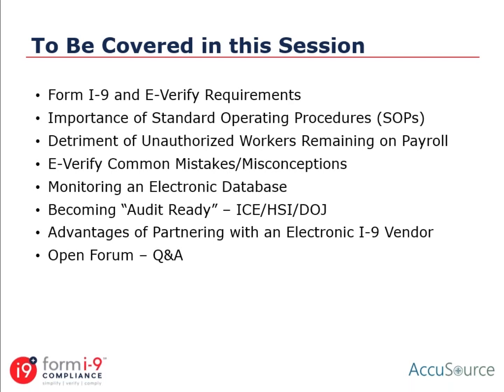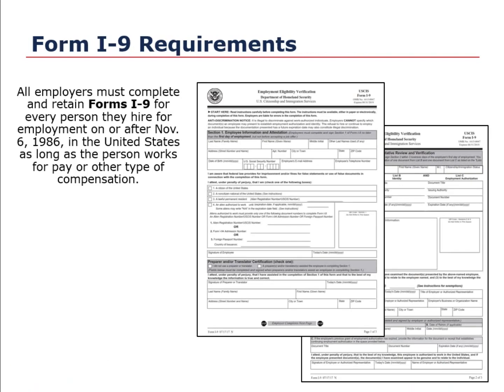Becoming audit ready. Let's face it, the reason everyone does I-9s is because it's required by law. The federal requirement requires that all employers complete a Form I-9 on all W-2 wage earners within a certain time frame. Section 1, on or before the first day. Section 2, by the third business day. So we want to make sure you become audit ready. And the advantages of partnering with somebody like Form I-9, who has partnered with AccuSource to give you a compliant one single source solution. And then we'll go through the Q&A as Stephanie pointed out.